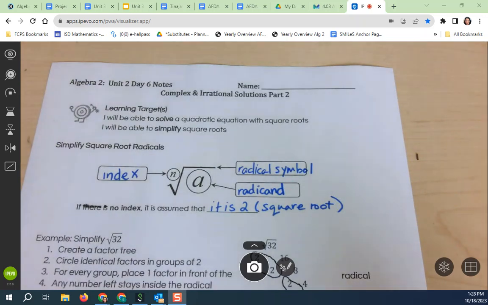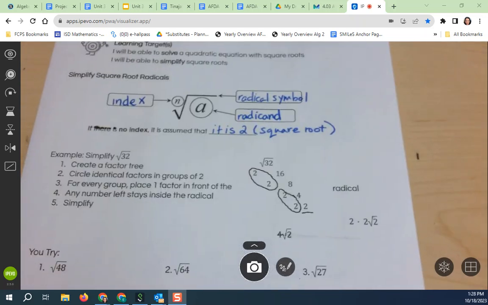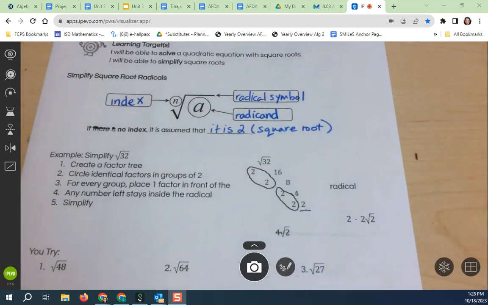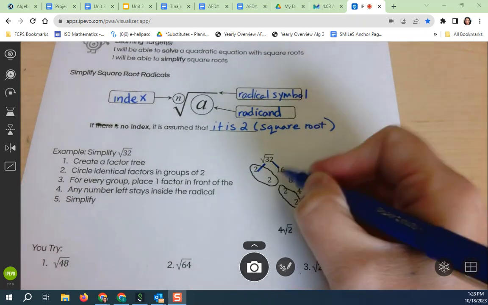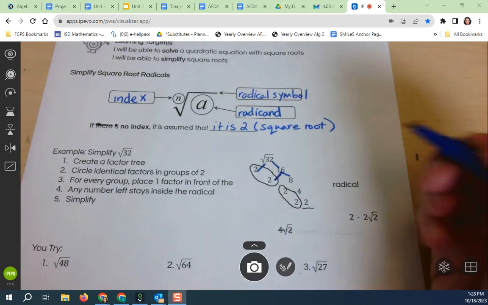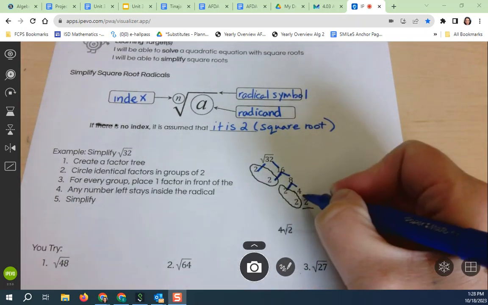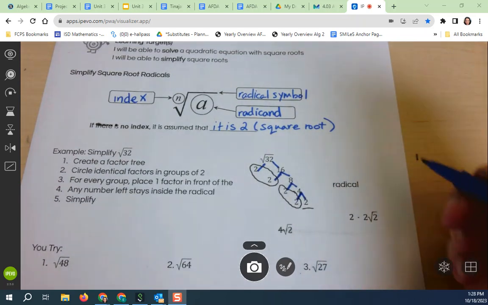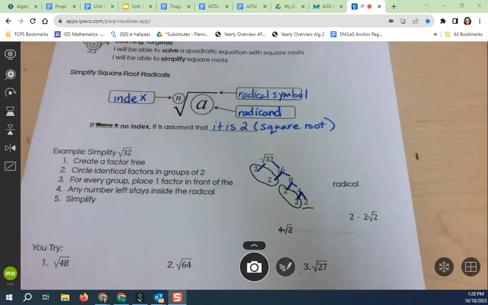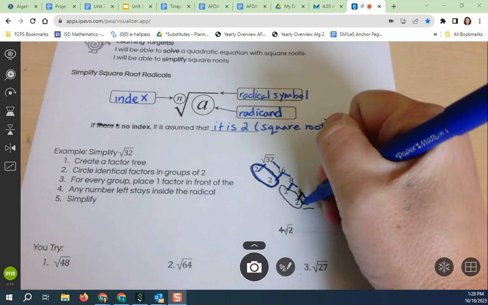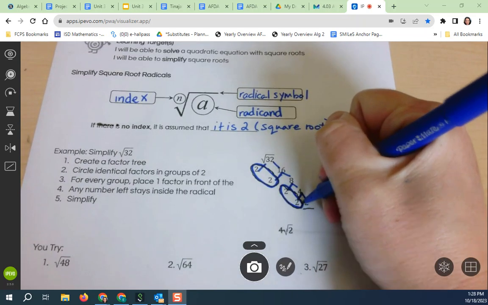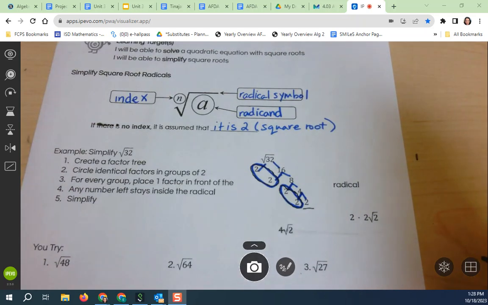So last class we talked a little bit about how to simplify a radical, and we simplified a radical like 32 by splitting the 32 into factors like 2 times 16. 16 could be 2 times 8, 8 could be 2 times 4, and then finally 4 is 2 times 2. And then we were looking for those groups of 2 numbers that matched up, because those numbers would form those perfect squares.